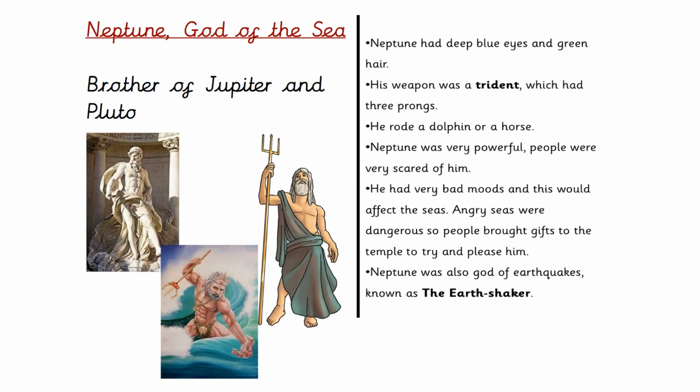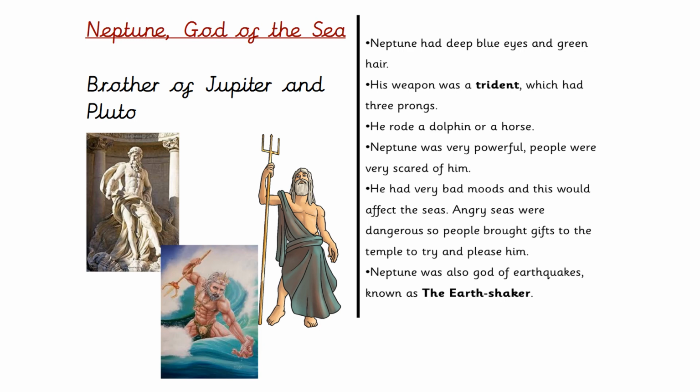This is Neptune, and he is god of the seas. He has two brothers, Jupiter and Pluto. Neptune had deep blue eyes and green hair. His weapon was a trident which had 3 prongs, as you can see he's holding in the picture. He rode a dolphin or a horse, and he was very powerful.